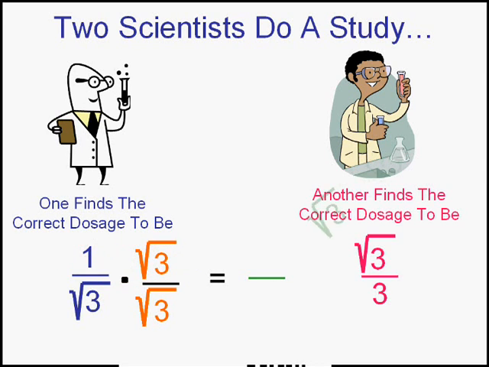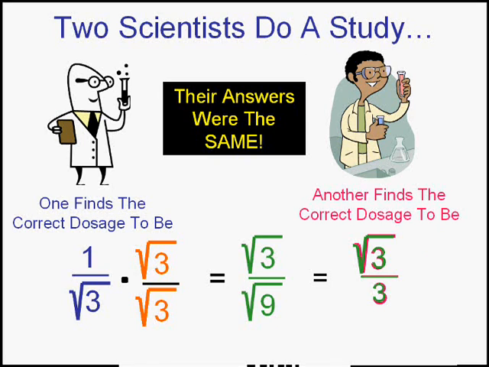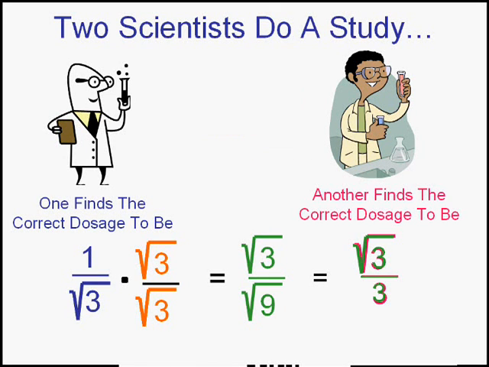Well, in the top, I get square root of 3. And in the bottom, I get square root of 9. Big deal. Well, that was the first scientist's result. And if I compare the two, the tops are the same, and actually, the bottoms are the same too. Fascinating. So even though their answers originally looked completely different, they were the same, and we didn't know it. That's going to present a problem.